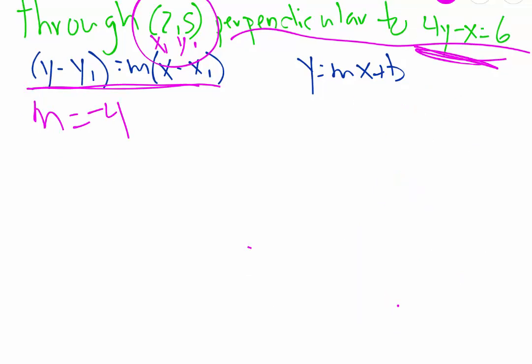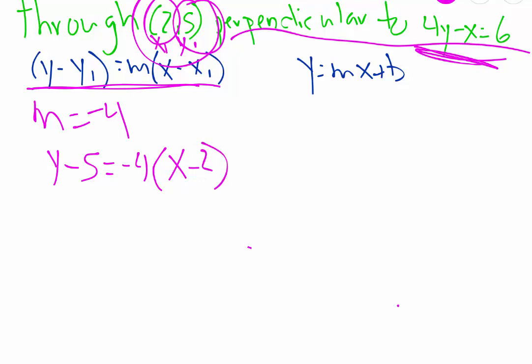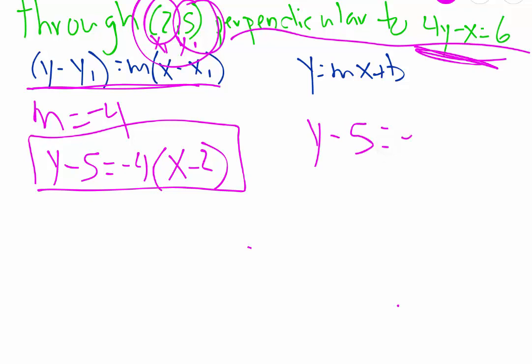Now let's plug into point slope. y minus y1, which is a 5, is equal to m, we got -4, times x minus x1, which is the 2. Check to see if there's anything that could be simplified, but there are no double negatives or anything like that. So this is actually our point slope equation, which means if we want to put that in slope intercept form, again, move the number over to the right-hand side.